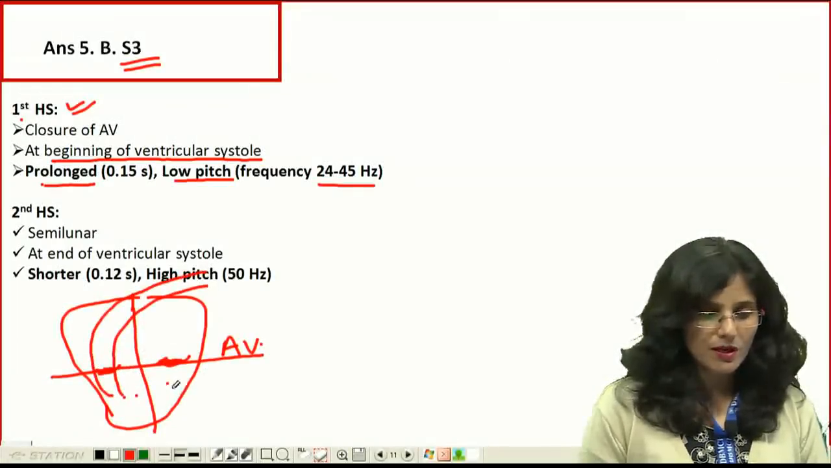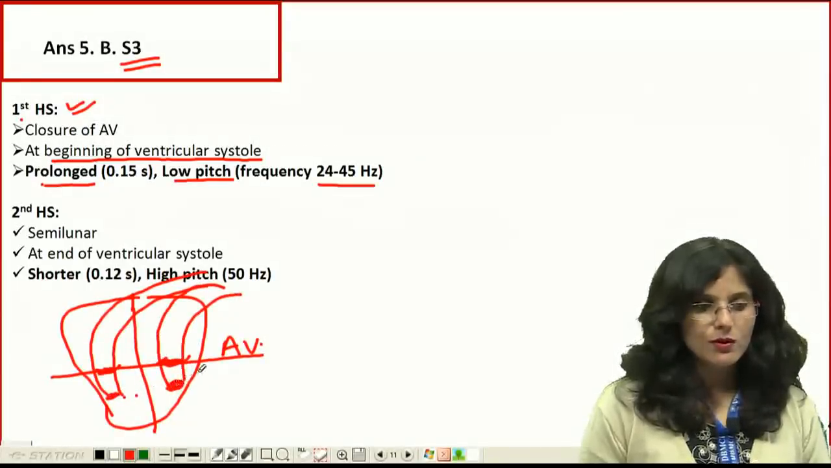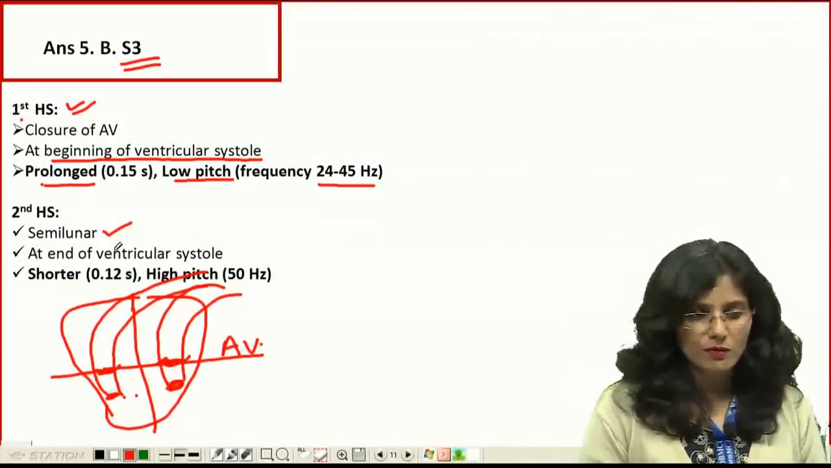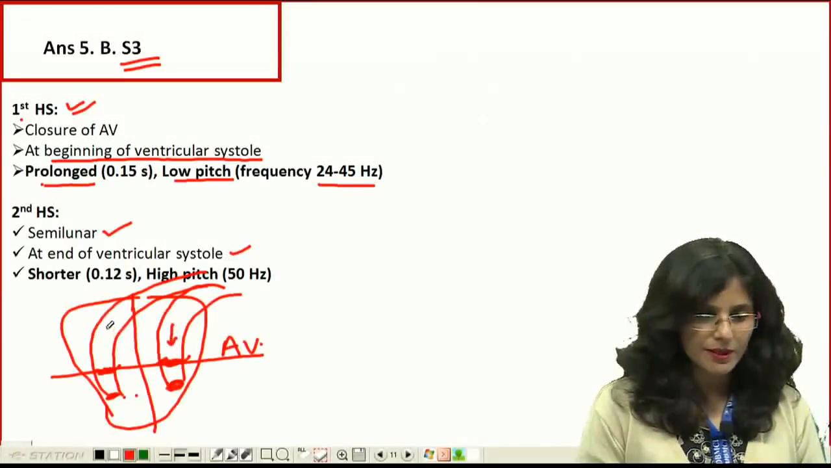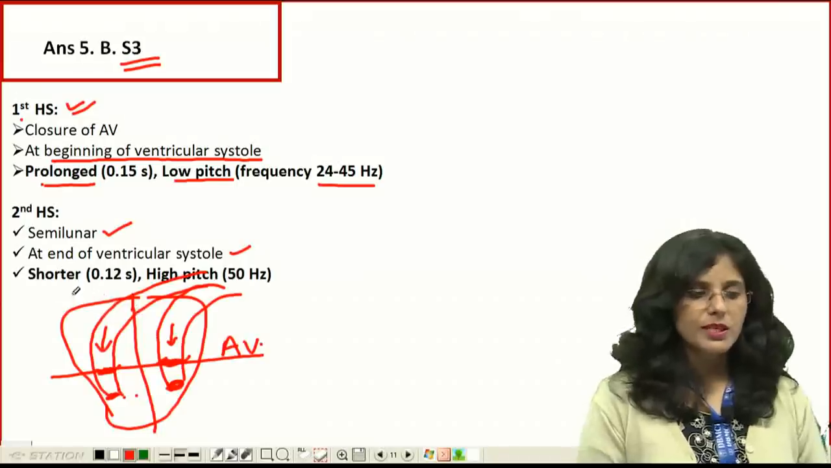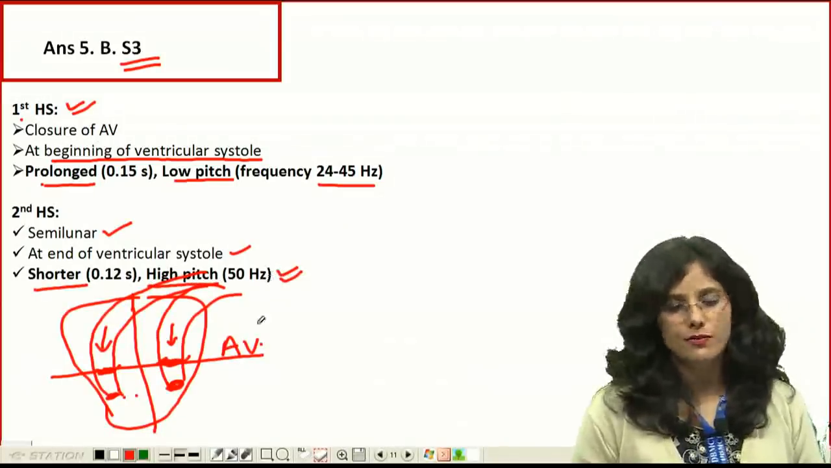The second heart sound: here this is the aorta, this is the pulmonary aorta, and this is the systemic aorta. Here these are the semilunar valves, here and here. So the second heart sound is by the closure of the semilunar valve at the end of ventricular systole, when there is a back pressure from here and here, and these valves close to prevent the backflow. This is a shorter sound, but a high pitch sound having 50 Hz frequency.